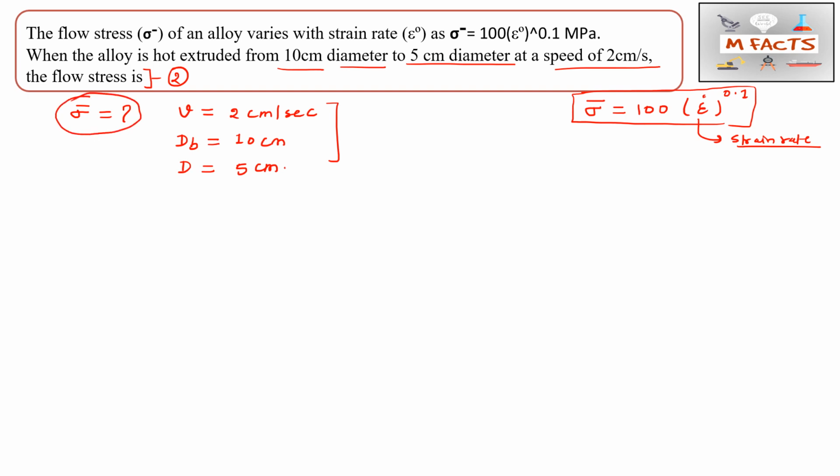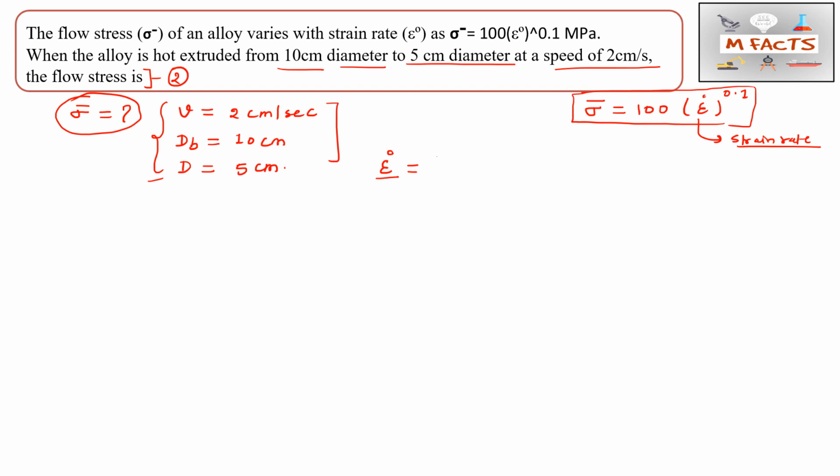So how to find this sigma bar? First of all, try to utilize these values and find the value of epsilon dot, which is basically the mean strain rate. In case of extrusion, there is a direct relation given in Dieter's book. I will not solve the derivation part, but I will put here the direct relation, which is important, because we don't have much time for doing the derivation and all.